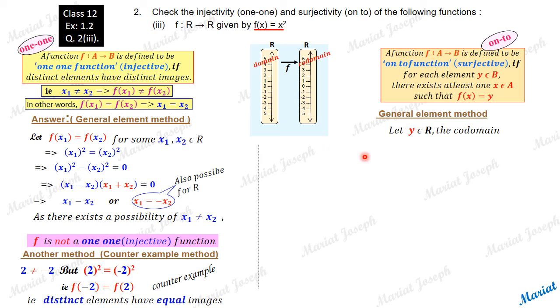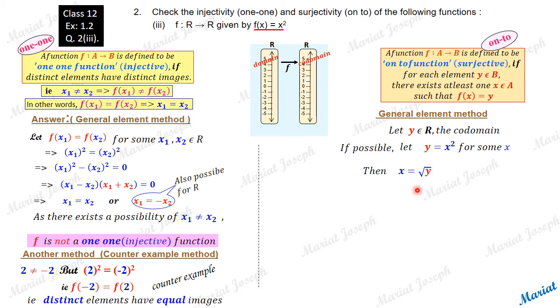Let y be any arbitrary element taken from the codomain. Now, if possible, let this y be written as x square. Is it possible? Yet to be checked. If possible, the y that we have taken be written as x square, which implies x is equal to square root of y. Now, the x that we have calculated, is it available in the domain? That we need to check. This x that we have calculated should exist in the domain.